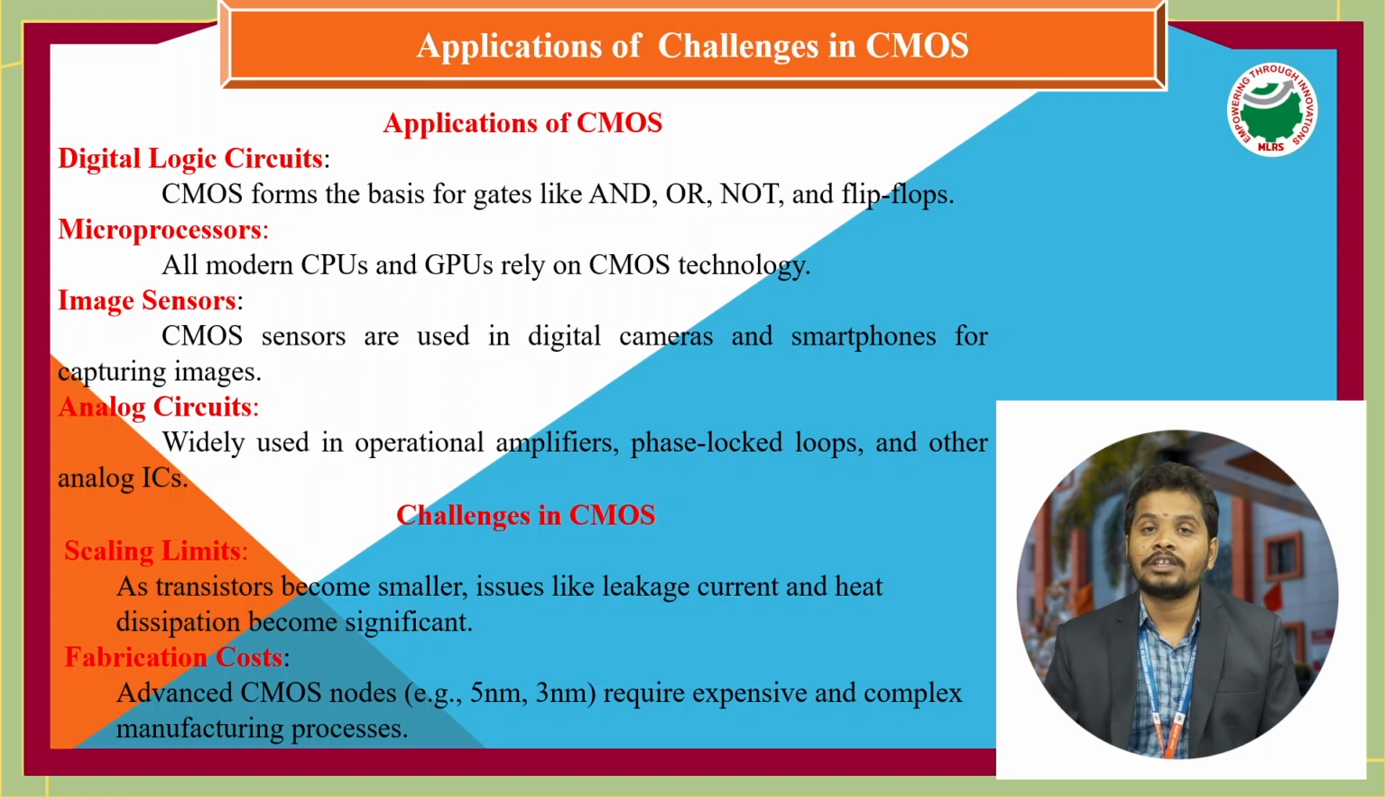due to its low power dissipation. Because of the lower power dissipation in CMOS technology, CMOS devices, operational amplifiers and all amplifier-related circuits are used in microprocessors. Image sensors also use CMOS technologies; CMOS sensors are used in digital cameras and smartphones. And then analog circuits, which are widely used in operational amplifiers, phase lock loops and other analog ICs.